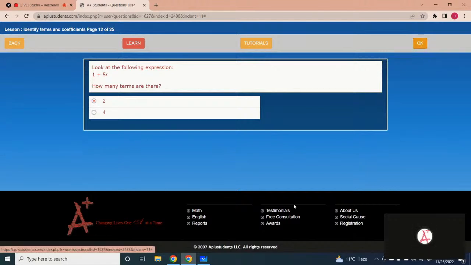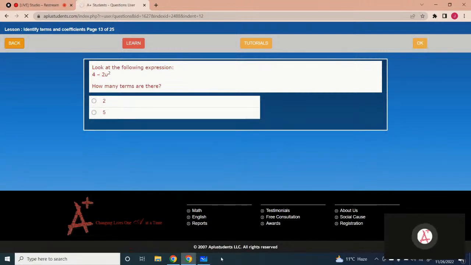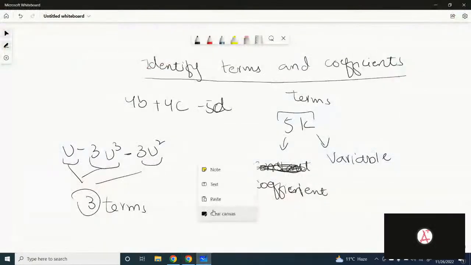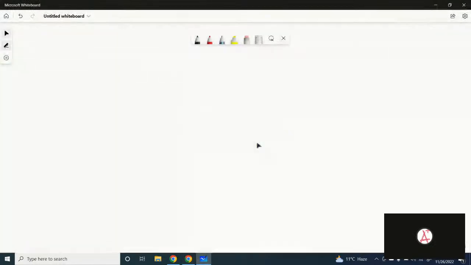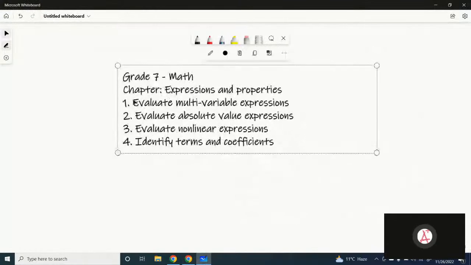Got it? Okay, you can complete the test by yourself later today. So we have covered four topics today from the chapter expressions and properties. And the lessons are: evaluate multivariable expressions, evaluate absolute value expressions, evaluate nonlinear expressions, and identify terms and coefficients. Got it?